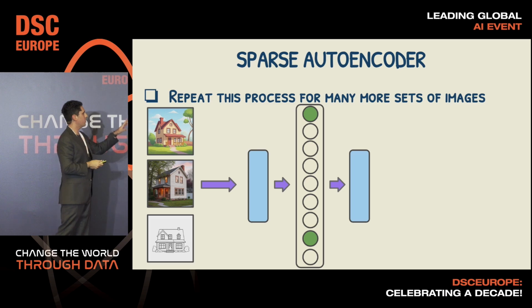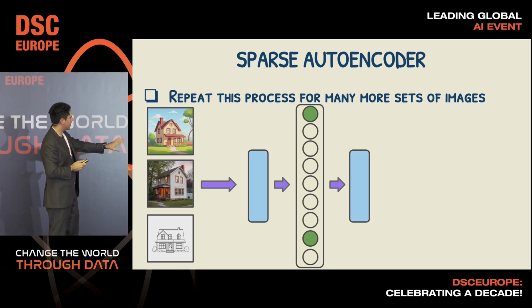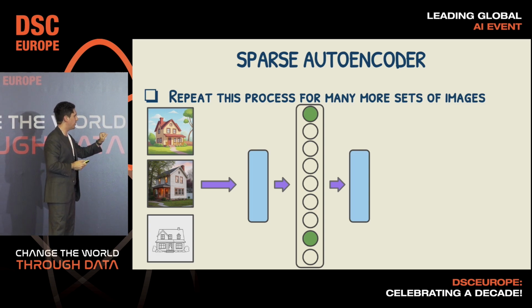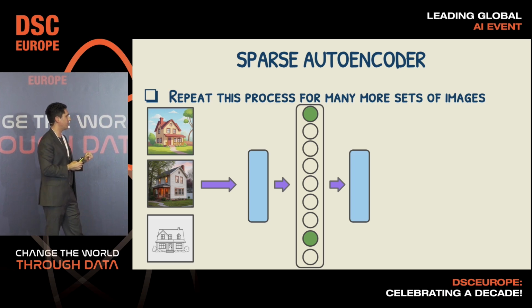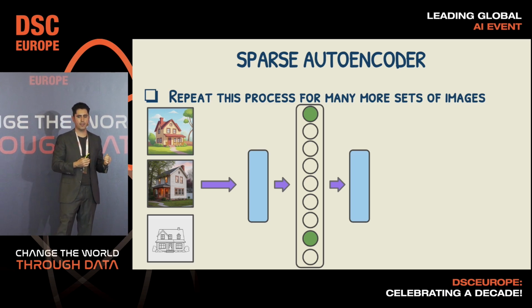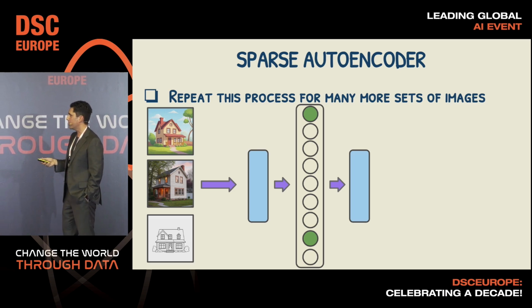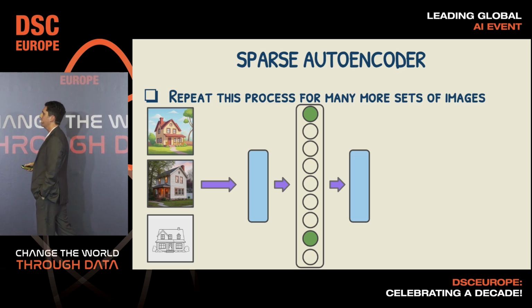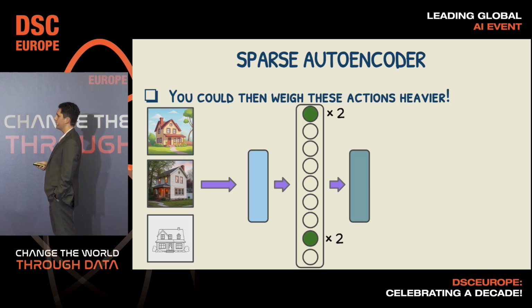And you could repeat this process for different batches of images. So for example, you could have a bunch of images of houses, and one is a sketch of a house, one is a cartoon, one is a photo, but it doesn't matter because it's so sparse, only a few neurons are going to be activated, which we as humans can interpret as, oh, these are the house neurons. Because only a few are getting activated, you could perform some fancy mathematical tricks to weigh these activations even heavier during the embedding process. So you can almost make this embedding very house-like.